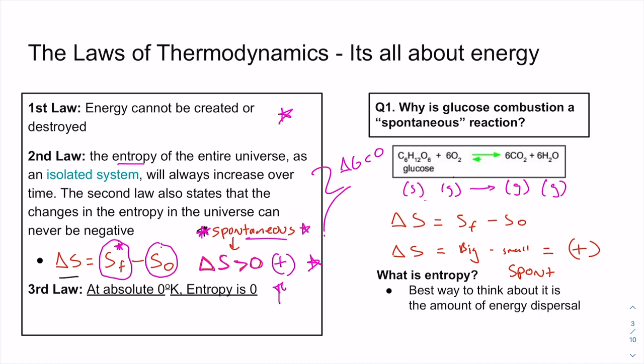All right, so if you take a quick example, why is glucose combustion a spontaneous reaction? Well, we're going from a solid that's fairly ordered, low energy dispersal, and a gas to a gas and a gas. And so you can see overall that the energy is more dispersed as you go from relatively ordered to a whole bunch of molecules just bouncing around all over the place. And so you'd say that the products have greater energy dispersal than the reactants, and so you have a spontaneous reaction overall.